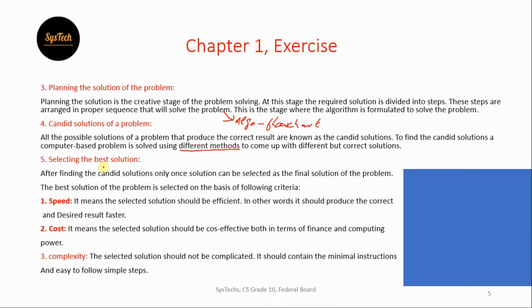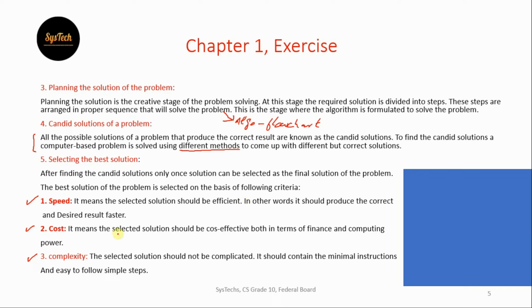And number 5, selecting the best solution. When you find more than one solution, definitely you will go for selecting the best solution. What are the criteria for the selection of the best solution? Number 1, the solution is working really fast. And number 3, the cost. And number 4, complexity. When we are talking about the speed, it means the program should execute efficiently and it should produce the required results in less time as compared to other solutions.